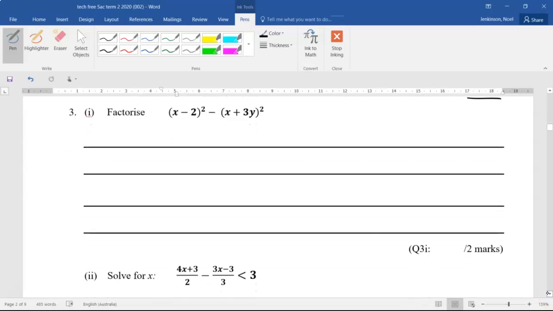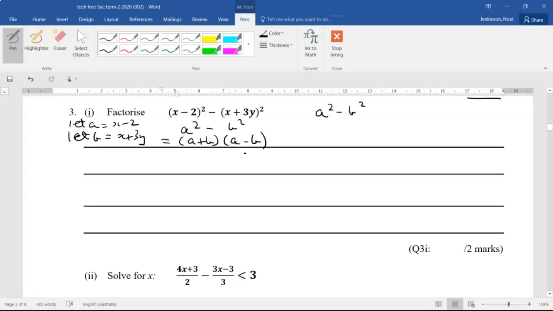What I want to recognize here is that I have the form something squared minus another thing squared. It's a DOPS. So I'm going to let a equal x minus 2. I'm going to let b equal x plus 3y. And so this is now in the form a squared minus b squared, which of course simplifies to a plus b, a minus b.